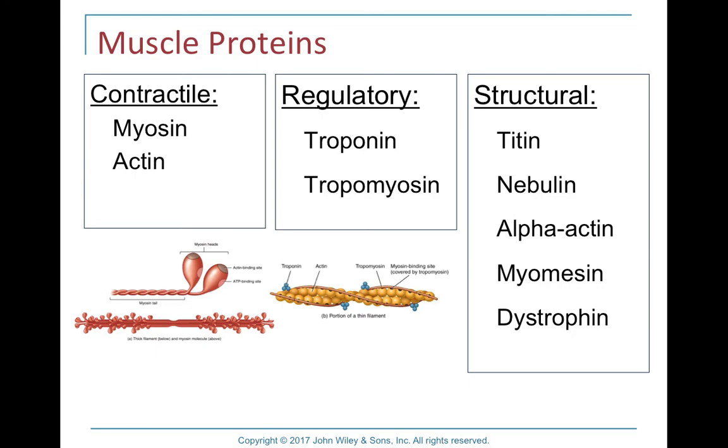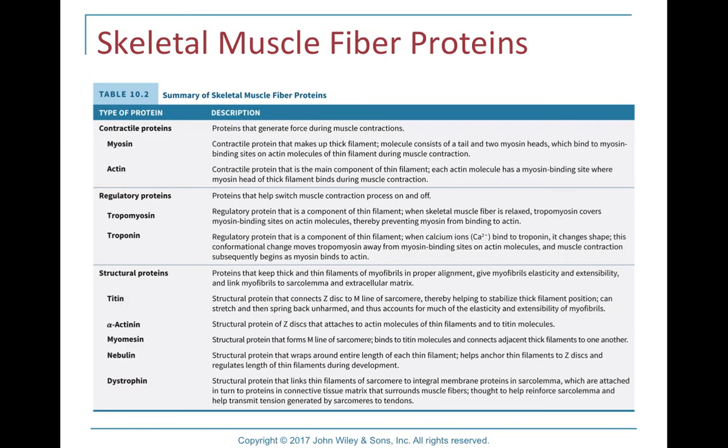We also have alpha-actinin in the Z disc, and this will help bind actin to titin. Myomesin will form the M line, we said, and it binds to titin, and it connects the thick filaments. Finally, the last structural protein is dystrophin. It will reinforce the sarcolemma and help transmit the tension generated by the sarcomeres to the tendons. So, a brief summary of your proteins.